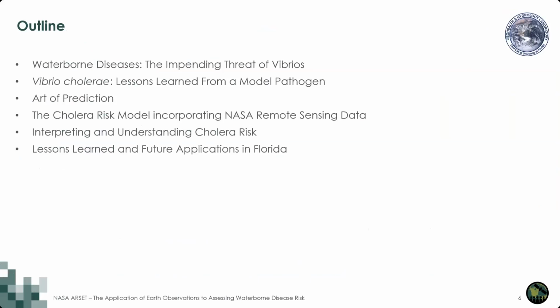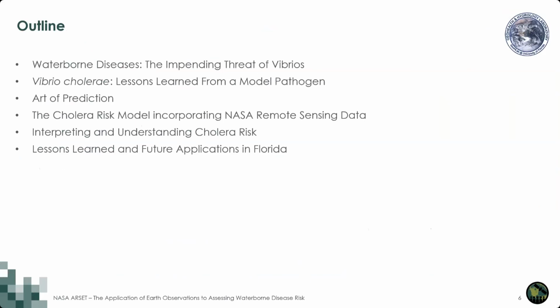After that, we will go with the art of prediction, where we will discuss how we have used satellite data sets to develop models for prediction of these Vibrios. Then we will switch to Bailey, who will introduce a cholera risk model. The reason that we will choose the cholera risk model is because we have a lot of data sets, both in situ disease surveillance and epidemiological data sets that were incorporated into a modeling system, and where we also link these satellite data sets into those models.